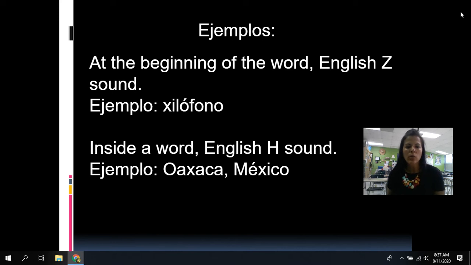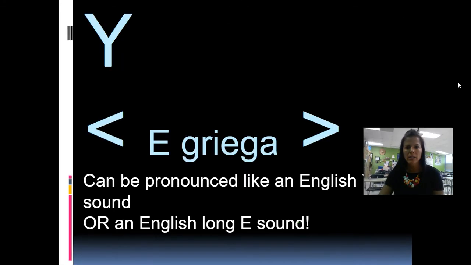Inside of a word, it's going to make an H sound. So there's a city in Mexico, and all my students generally want to say Oaxaca, but you pronounce it like this, Oaxaca. Like the X is an H sound, okay? Oaxaca. So X at the beginning sounds like a Z. X in the middle of the word sounds like an H. Okay. All right, next.